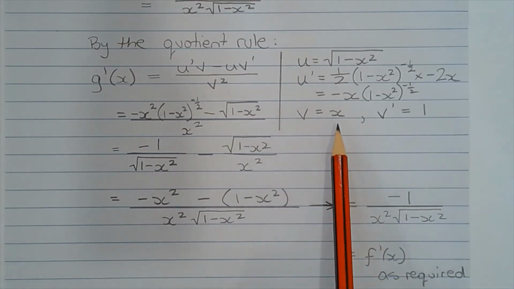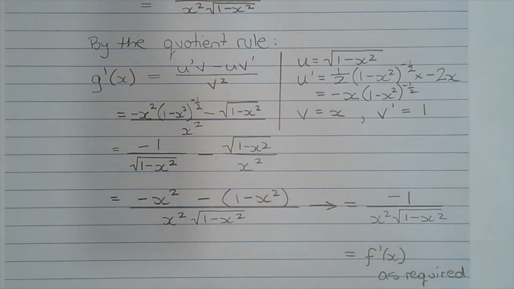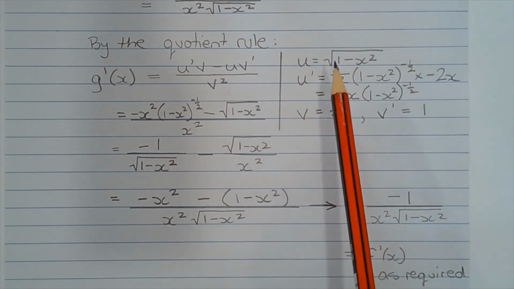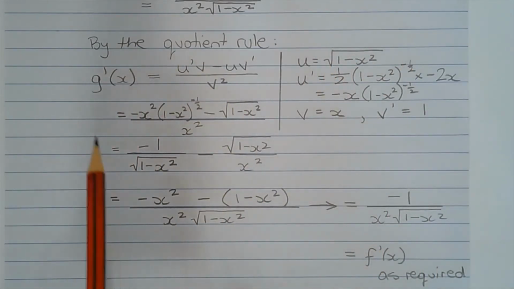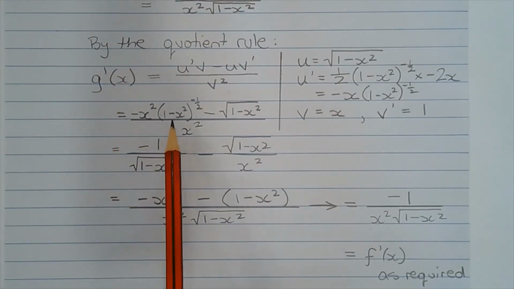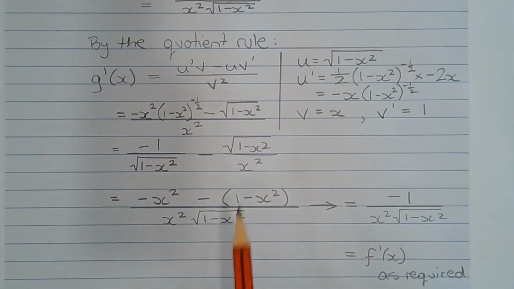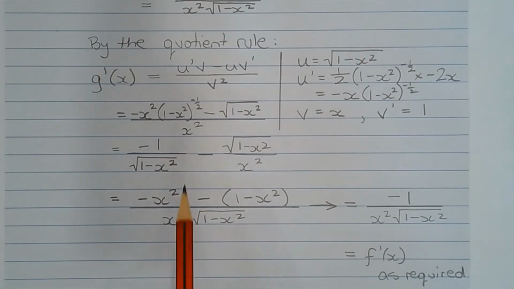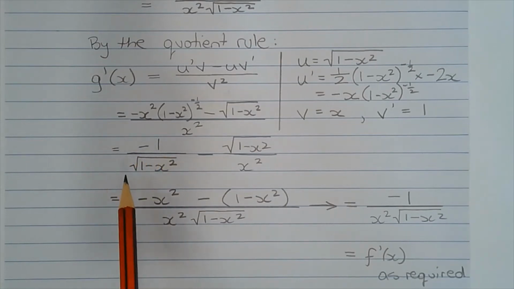v equals x, hence v dash is equal to 1. So substituting these values for u and v and u dash and v dash in the quotient rule, we get g dash of x is equal to negative x squared multiplied by 1 minus x squared to the power of negative half. So that's the u dash v, minus uv dash, which is the square root of 1 minus x squared, over v squared, which is x squared. And this equals negative 1 over the square root of 1 minus x squared.